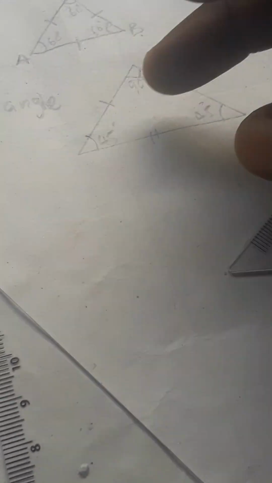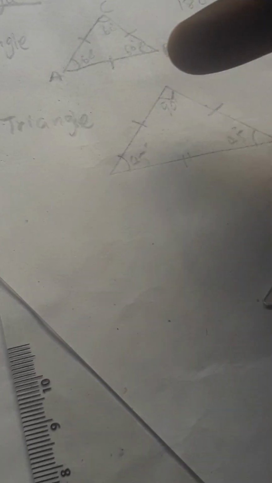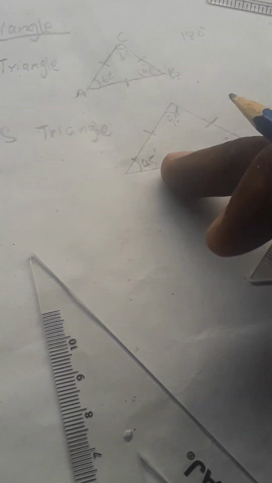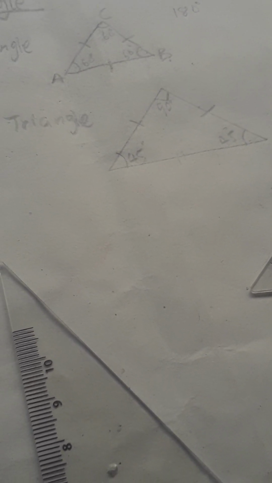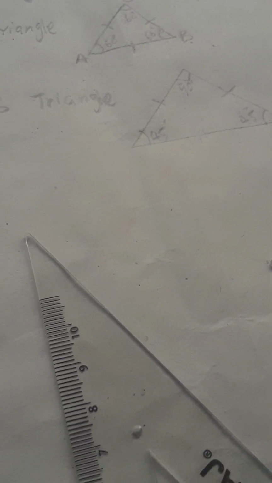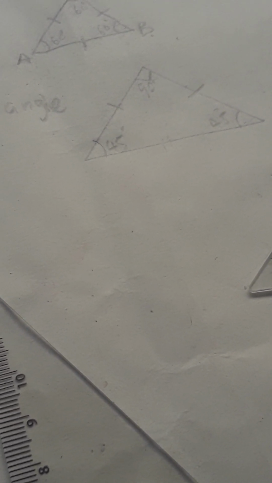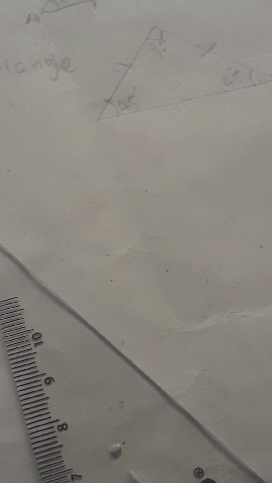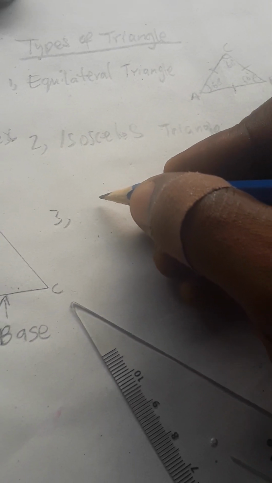So the two sides here are equal, and the two base angles are also what? Equal. So that is exactly what we call the isosceles triangle. It's a triangle that has its two sides equal and their base angles are also equal. Now we have another one, we call number 3, the Scalene triangle.